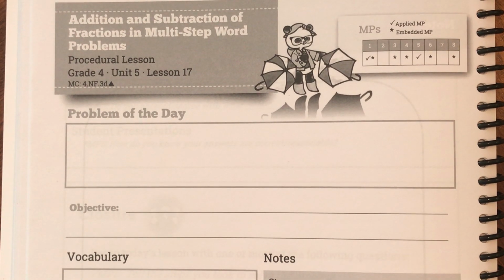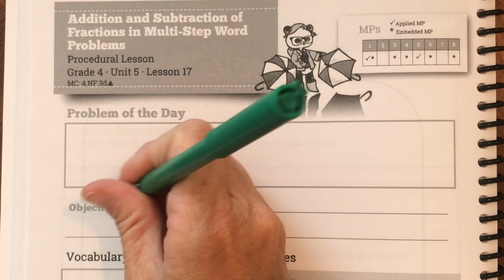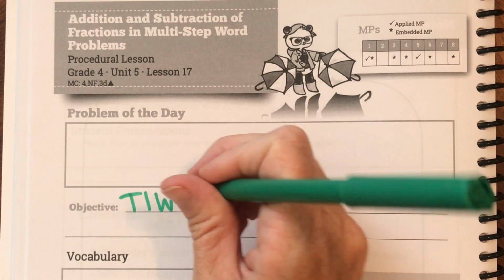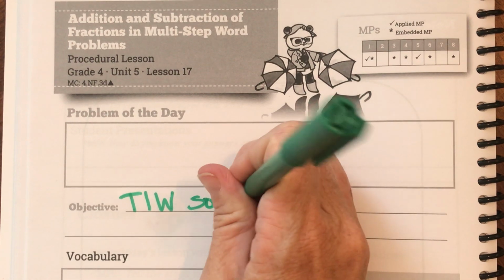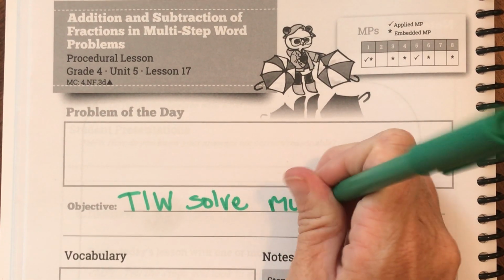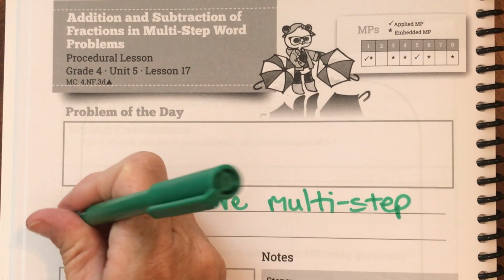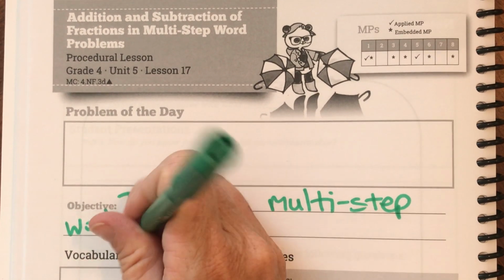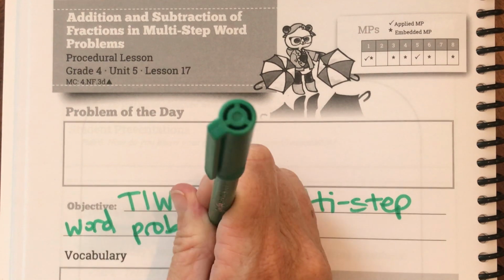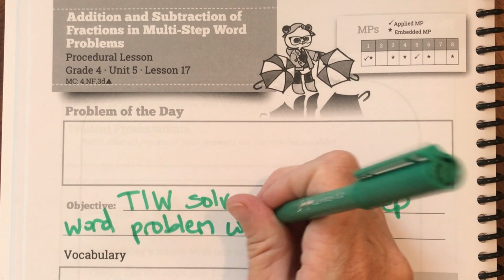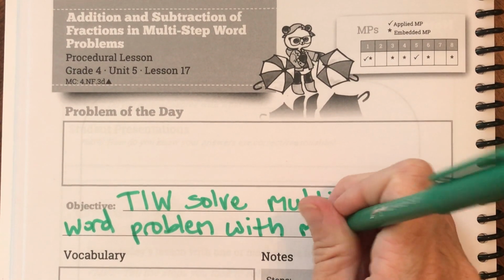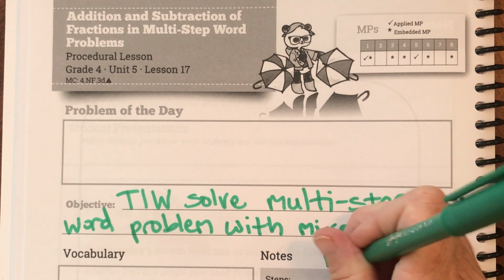Today we are on page 163 of your student journal. And our objective, or our goal, today is: I will solve multi-step word problems with mixed numbers.